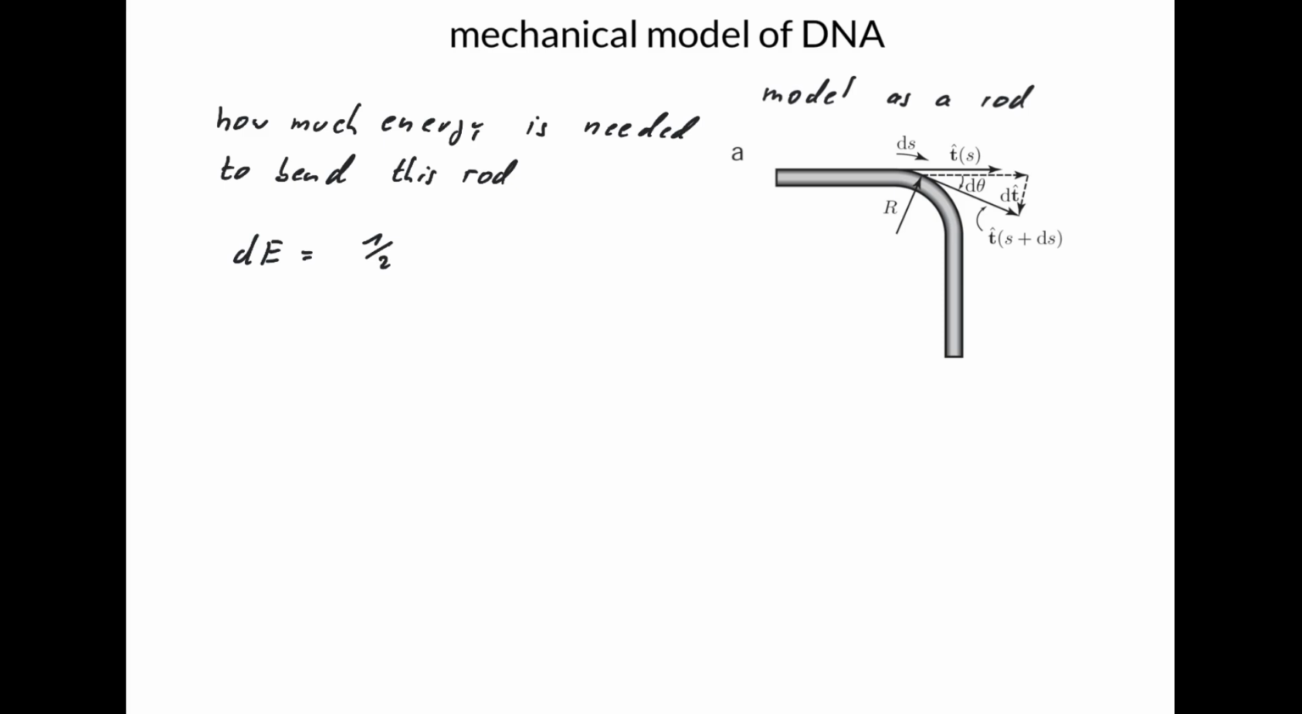Hence, we could model the DNA just as a rod, an elastic rod, that we would like to bend. Having this mechanical model and its geometry, we could ask how much energy is needed to bend such a rod to a curve that is characterized by a given radius, capital R. So we zoom in on a small stretch along the cylinder, ds, and calculate the energy dE that is needed to realize that small bend.